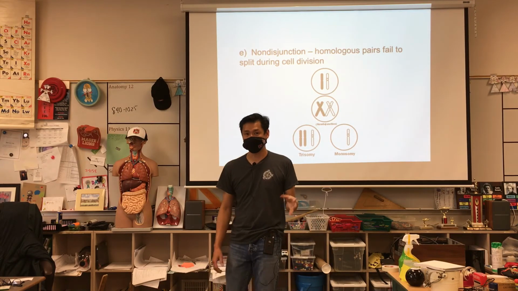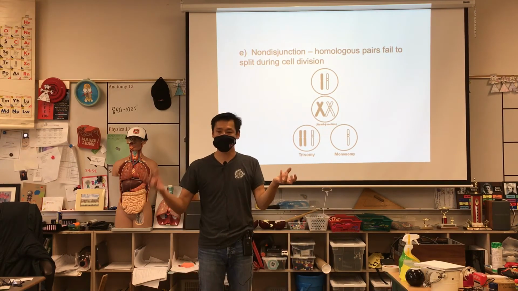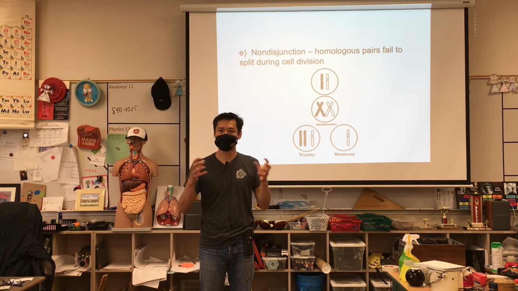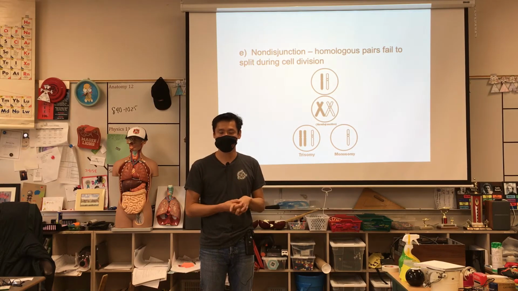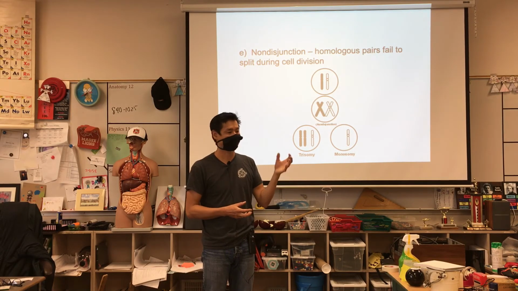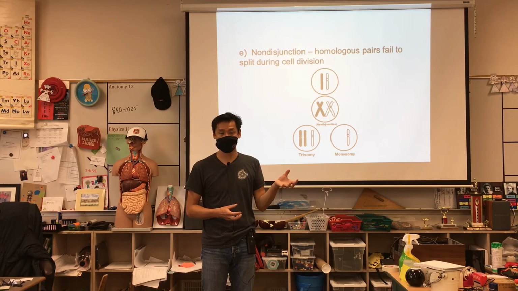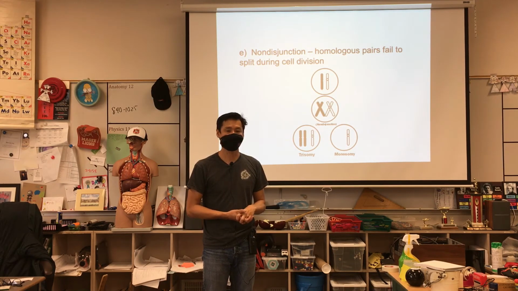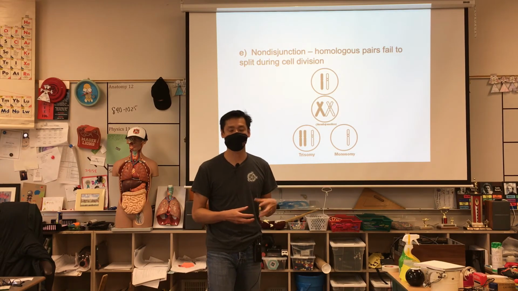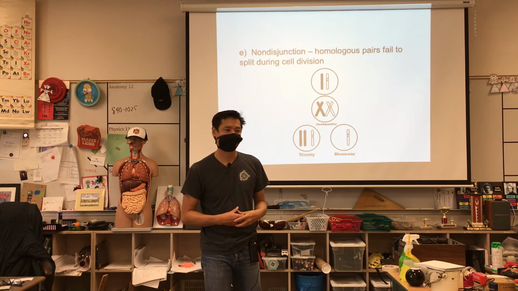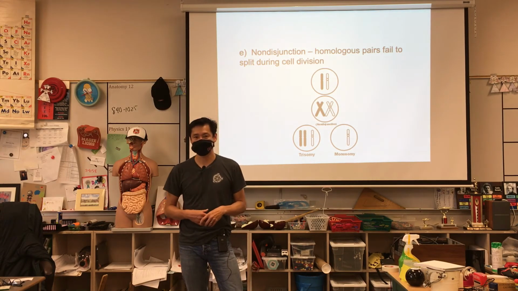Now 23 is fine. The 23 chromosome egg with a 23 chromosome sperm fuse to make a full complement of 46 chromosomes. But if you have a 24 chromosome egg with a 23 chromosome sperm, you have 47 chromosomes. And if you have a 22 chromosome egg with a 23 chromosome sperm, you end up with 45 chromosomes. So in those two scenarios, 47 and 45, there's a problem there.